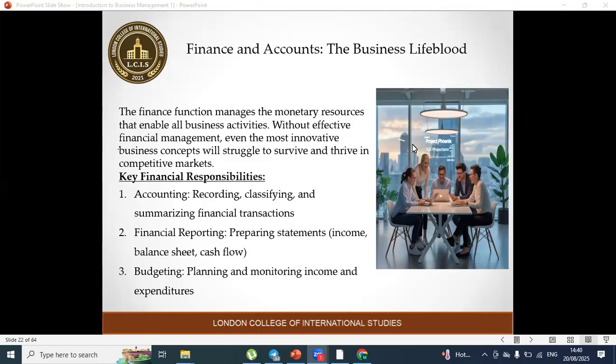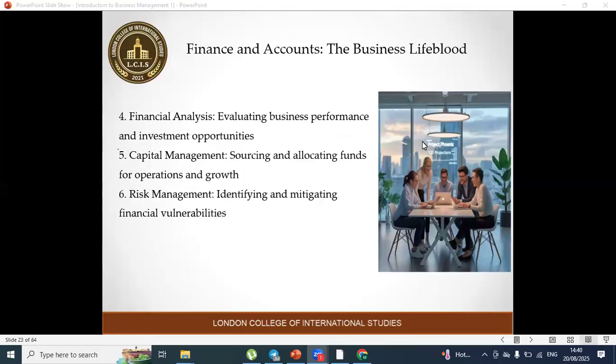Two, financial reporting, preparing statements, income, balance sheets, cash flow. Number three, budgeting, planning, and monitoring income and expenditures. Number four, financial analysis, evaluating business performance and investment opportunities. Number five, capital management, sourcing and allocating funds for operations and growth. Number six, risk management, identifying and mitigating financial vulnerabilities.